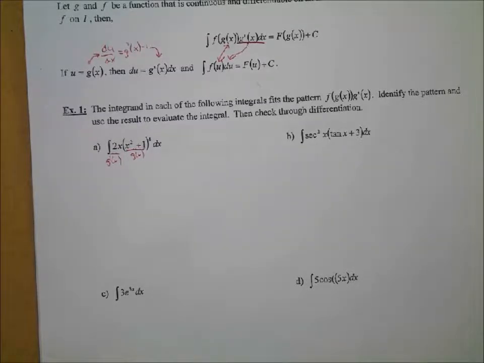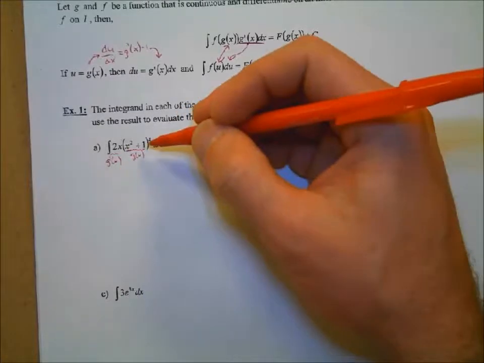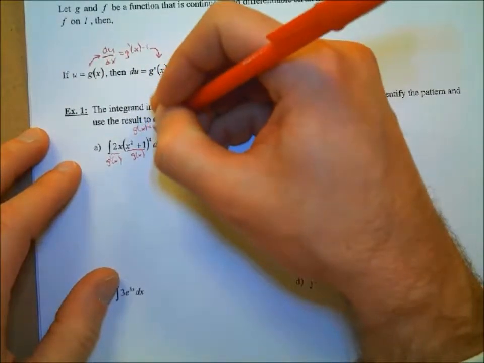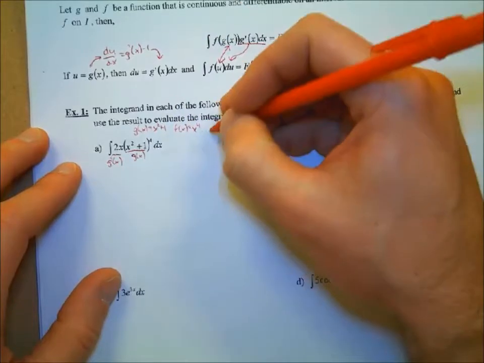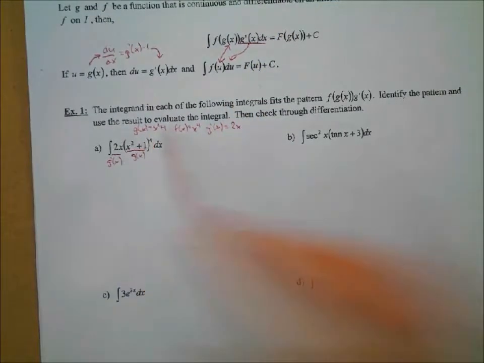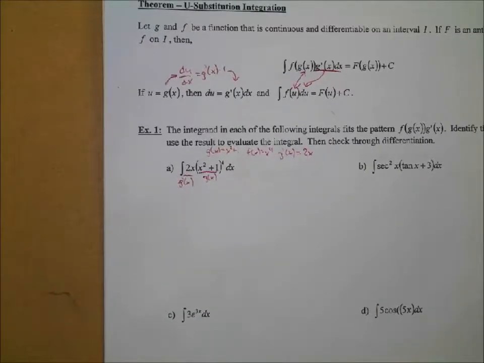So we can see it's g inside of f. F of x is x to the 4th. So we could say g of x here is x squared plus 1, f of x is x to the 4th, and that g prime of x is 2x. So you can see all those things. Maybe I'll zoom in on this one so that we don't have to go too crazy.